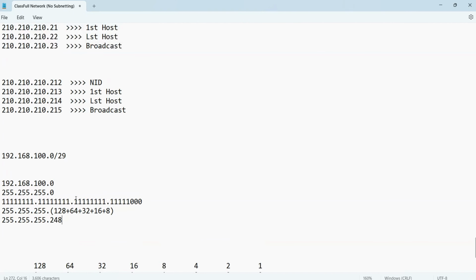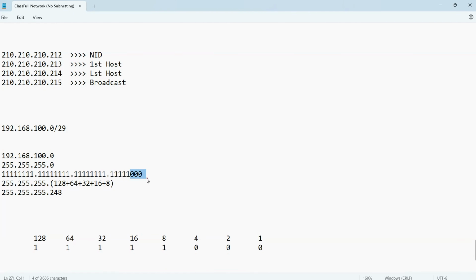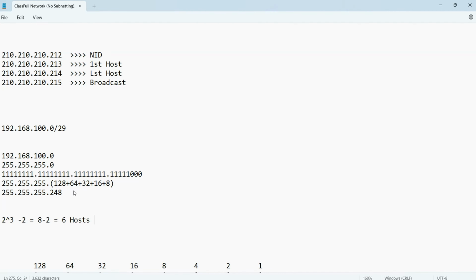All right. So how many bits left for the host? 3 bits left for the host. Okay, that's cool. 2 to the power of 3 minus 2, which equals 8 minus 2, which equals 6 hosts per network. See that? 6 hosts per network. That's what I'm getting over here. So every network gets 6 hosts.